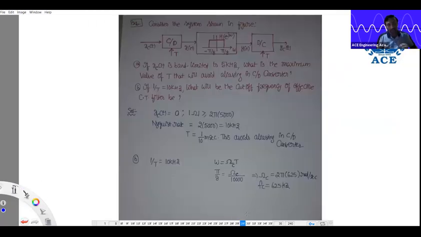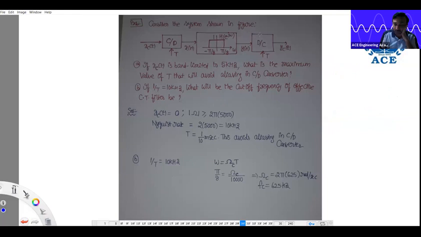Next, just 3-4 examples I am giving. These are 100% possible in the coming year. If they want to introduce problems from a new topic, whatever models I have given here, 100% they are possible. Listen carefully. Consider the system shown in the figure.